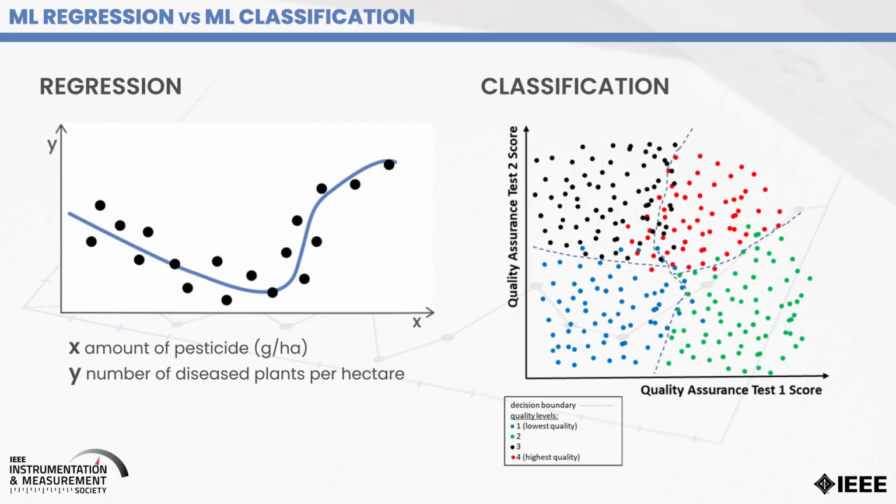And now if we give a test 1 score and a test 2 score to this model, it'll predict for us what is the quality of this product. And you can already see that at the boundaries especially, there is also quite a bit of uncertainty.